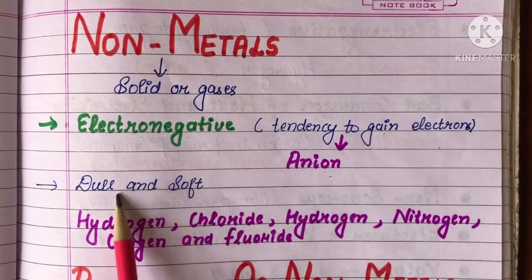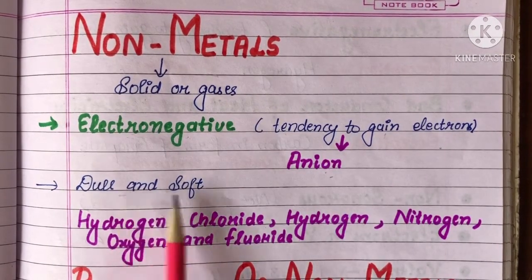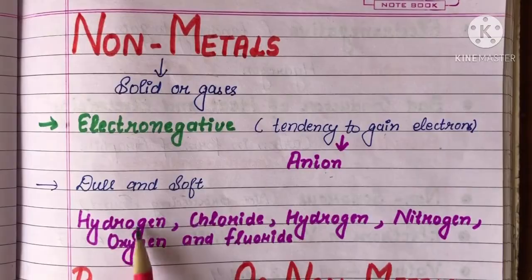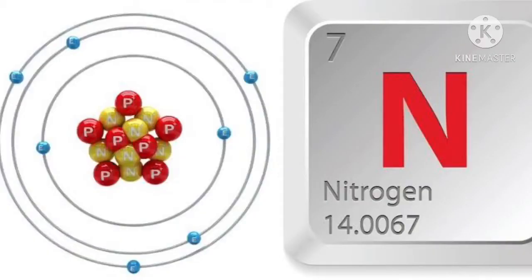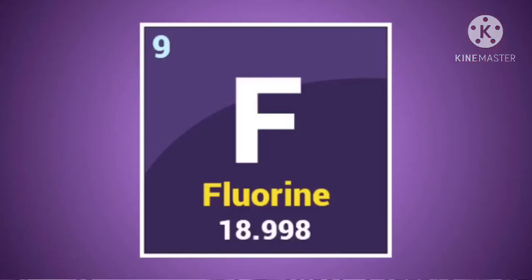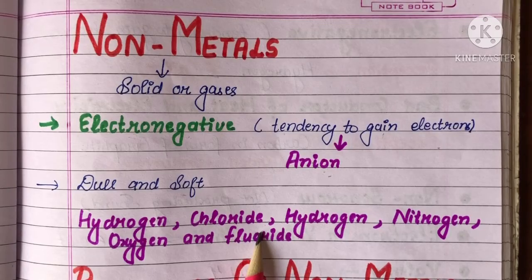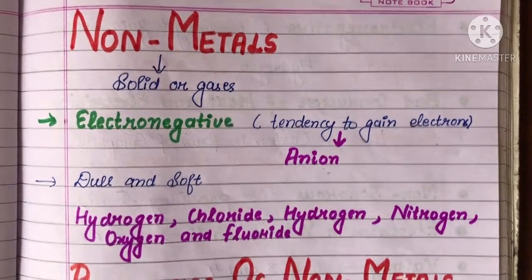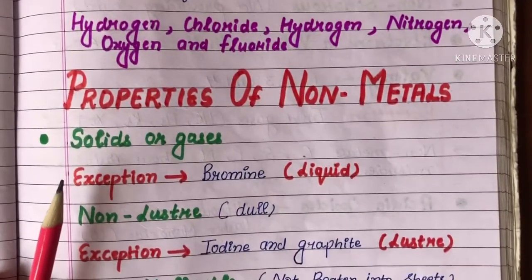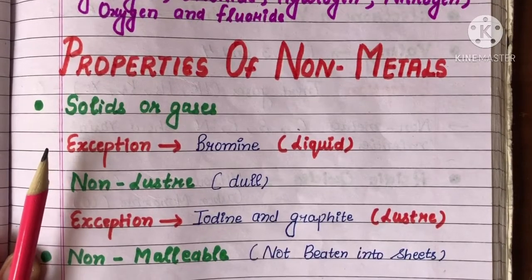So non-metals are dull and soft. For example, chlorine, hydrogen, nitrogen, oxygen and fluorine. So these are the non-metals. Next we will see their properties. So what are the properties of the non-metals?